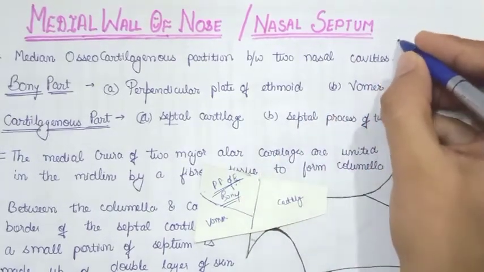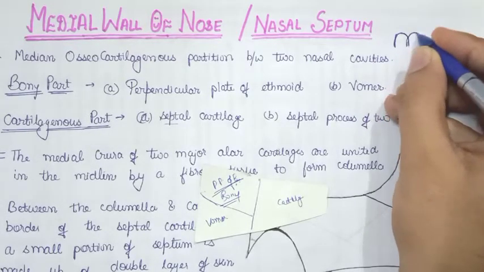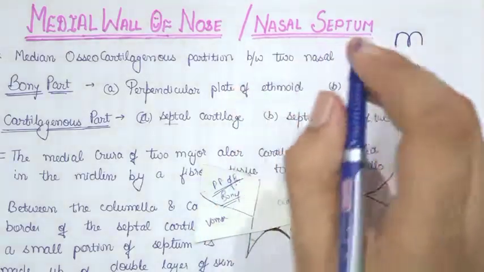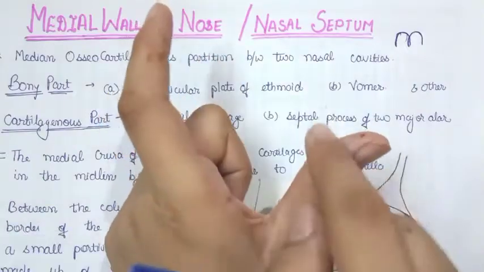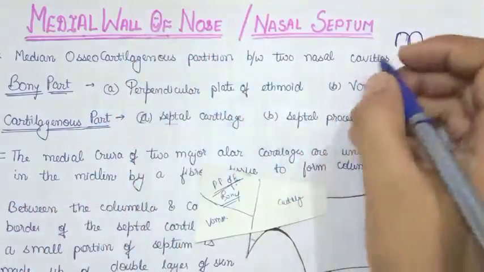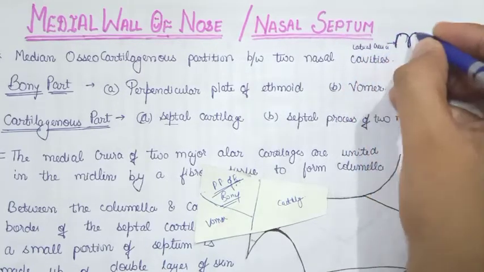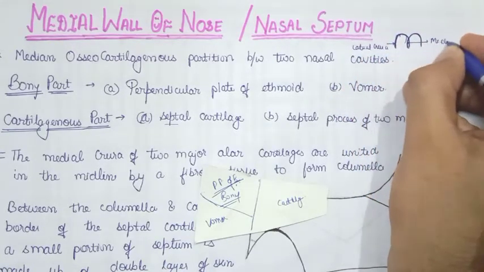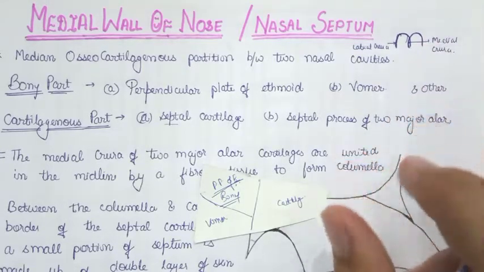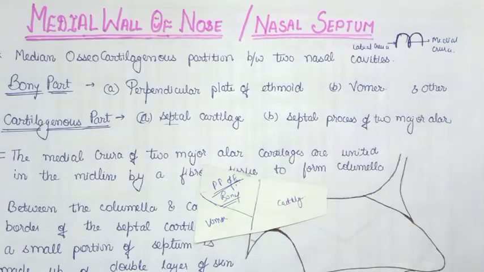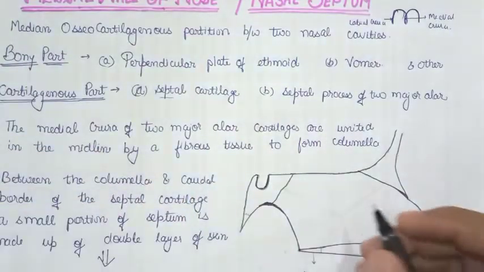See, the major alar cartilages are on both sides of the nose and are horseshoe or U shaped. So we have the U, with two limbs of the U. Suppose these are the two limbs of the U. The lateral one is called the lateral crura, and the medial one is called the medial crura. The medial crura forms the septal process of the major alar cartilage. So let's see in the diagram how they are oriented in your nasal septum.